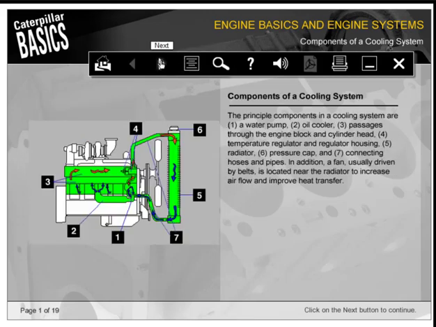The principal components in a cooling system are: number 1, a water pump; 2, an oil cooler; 3, passages through the engine block and cylinder head; 4, a temperature regulator and regulator housing; 5, a radiator; 6, pressure cap; and 7, connecting hoses and pipes. In addition, a fan, usually driven by belts, is located near the radiator to increase airflow and improve heat transfer.